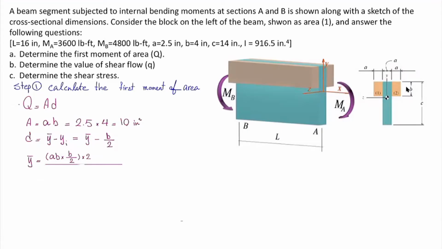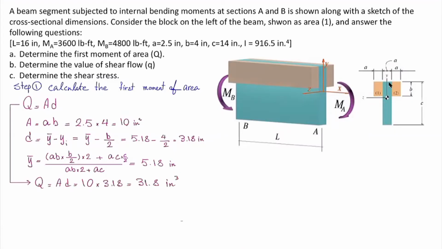The middle rectangle has the area of A multiplied by C, and the distance of the centroid of the blue rectangle to the top is going to be C divided by 2. Then we are going to divide it by the total area, and we can determine how much is Y bar. After determining Y bar, we are going to plug that back into the D equation and determine how much is the distance of the centroid of that tan rectangle to the centroid of the entire section. Now, we can plug that back into the Q equation and determine the first moment of area. Okay, so this is the answer for the first part. How much is the first moment of area for this problem?